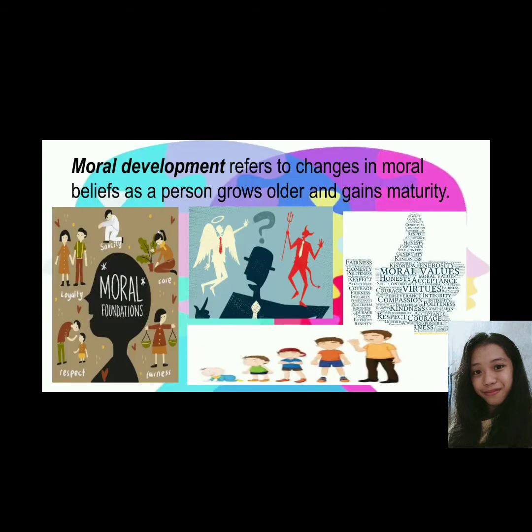As time passes by, our morality develops, and this is so-called moral development. Moral development refers to the changes in moral beliefs as a person grows older and gains maturity. This means that it is the way we distinguish right from wrong as we grow and mature. On the other hand, our morality protects life and is respectful of others, all others.